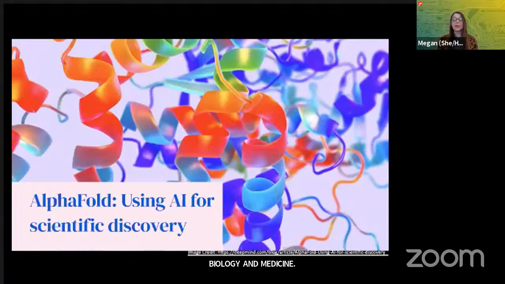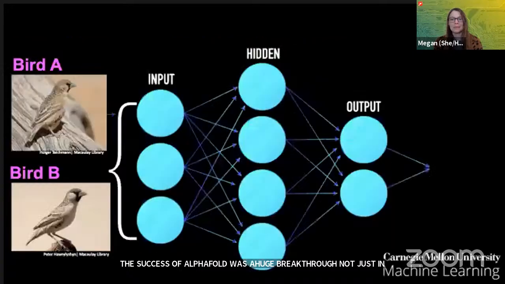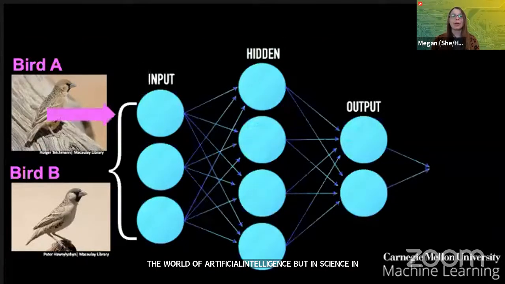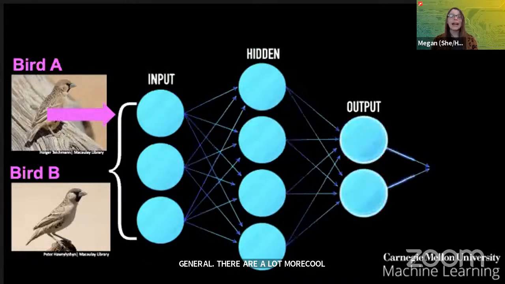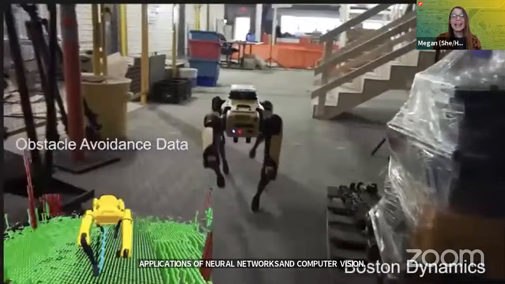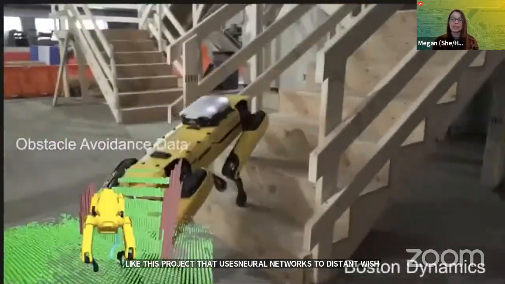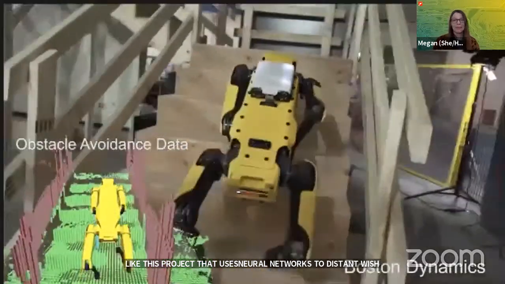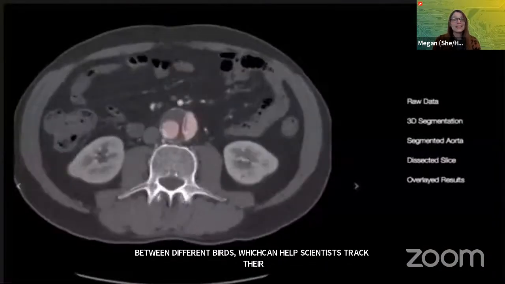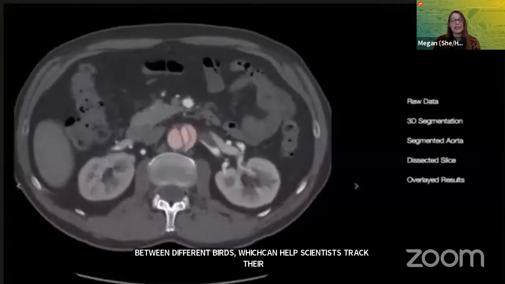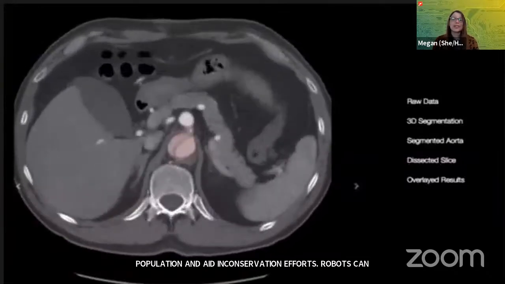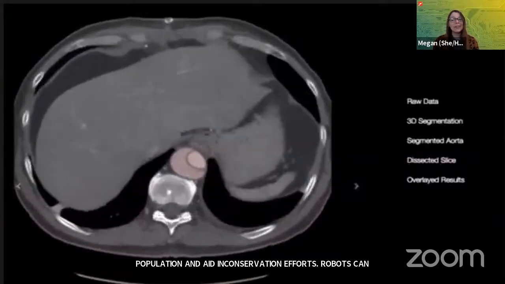But there are a lot more cool applications of neural networks and computer vision that have come about recently. Like this project that uses neural networks to distinguish between different birds, which can help scientists track their populations and aid in conservation efforts. And robots can use real time computer vision to perform search and rescue missions in dangerous areas. And neural networks are being used in healthcare screenings and are already starting to help human doctors diagnose diseases earlier and more accurately.